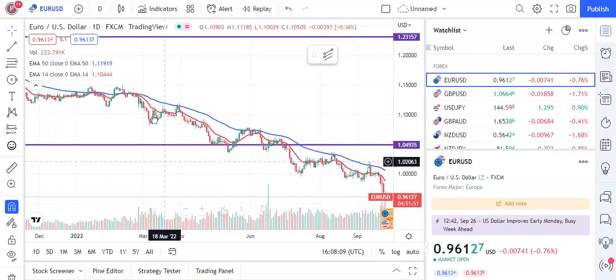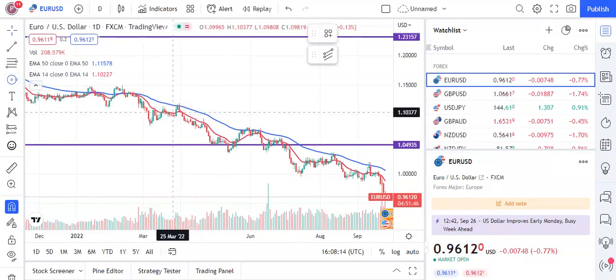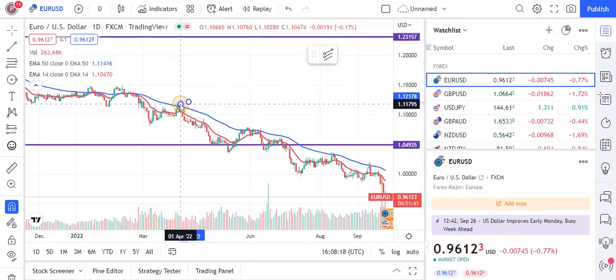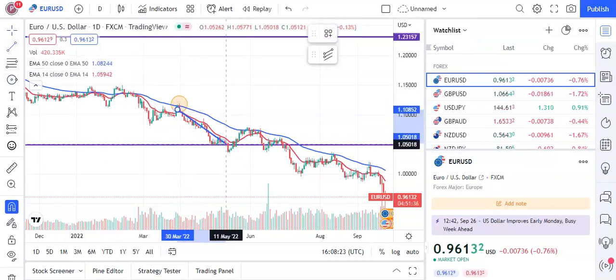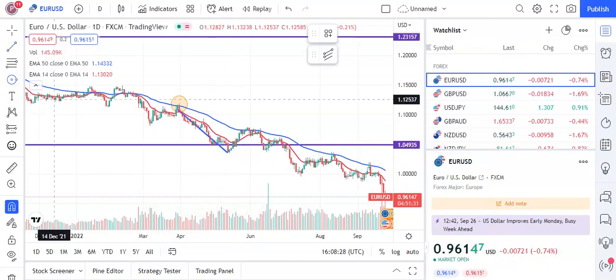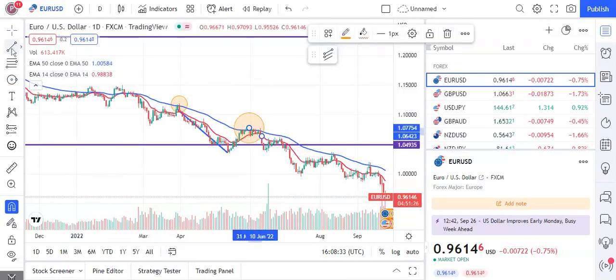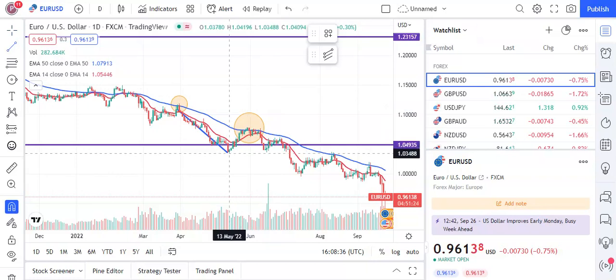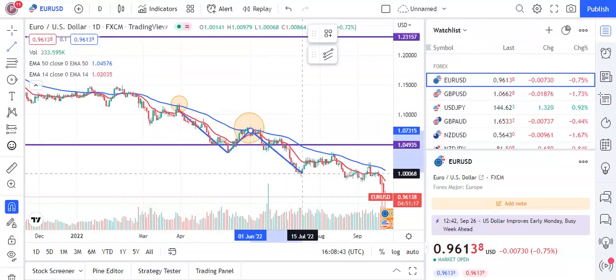Now you can see here there was rejection here. Price got to this place and it pushed down. Look at it. It pushed down. It came back to this place again. You can see it. It moved up to this place and it pushed down.